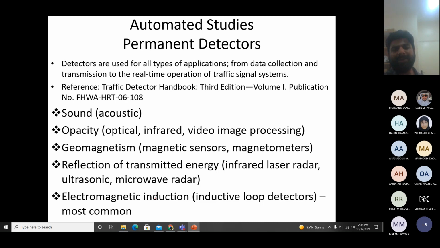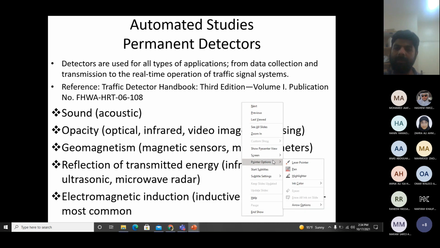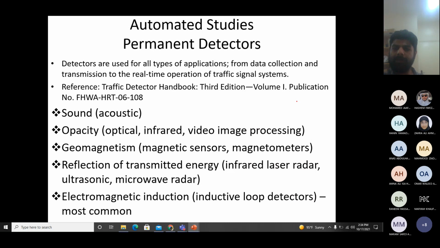Then we have electromagnetic induction detectors, which are also known as loop detectors, and they are very commonly used on intersections in Bahrain as well as around the world. If you want to see a loop detector, when you are coming close to a signal, let's say this is the stop line. Before the stop line, you will see two rectangular patches on the pavement. These patches are basically showing the loop detectors.